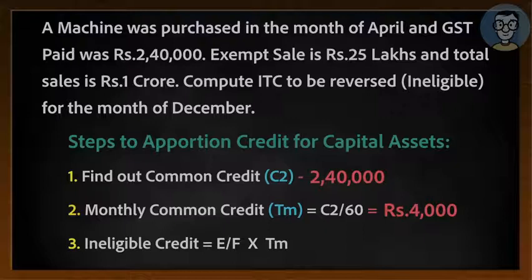Now step number 3, that is the formula E by F into TM. What is exempt sales? 25 lakh, given in the problem. What is total sales? 1 crore, given in the problem. So it is 25 lakh divided by 1 crore into 4,000 rupees. What is the answer you get? That is 1,000 rupees. So 1,000 rupees is the bad credit that you should reverse. So by doing step number 1, step number 2, step number 3, we get the bad credit that we have to reverse. So what is the answer for this problem? Rupees 1,000 is the input tax credit that has to be reversed for the month of December.